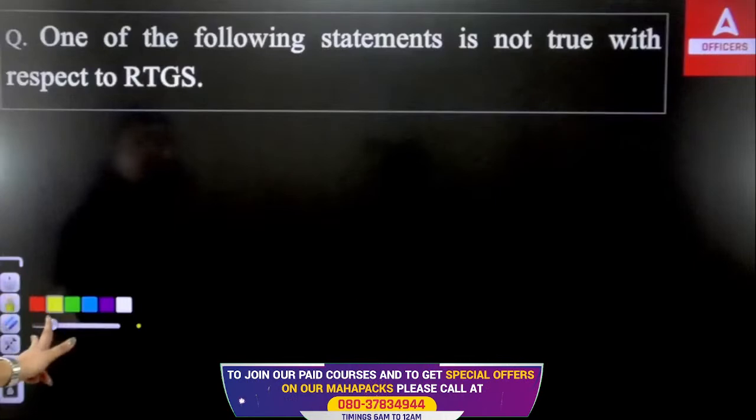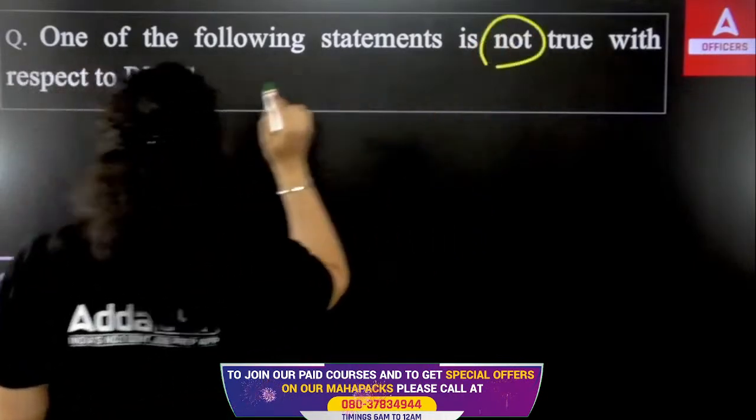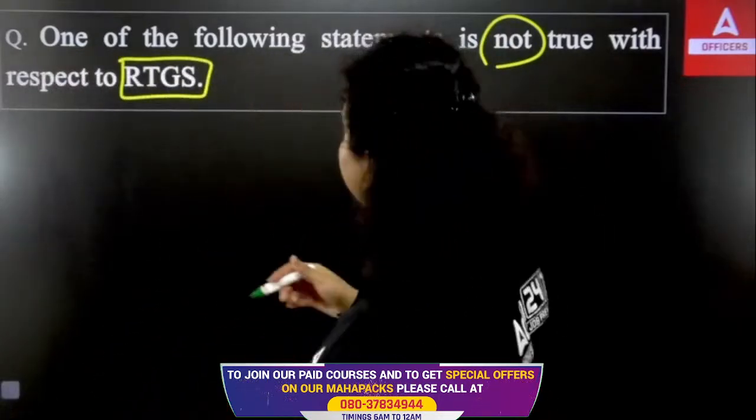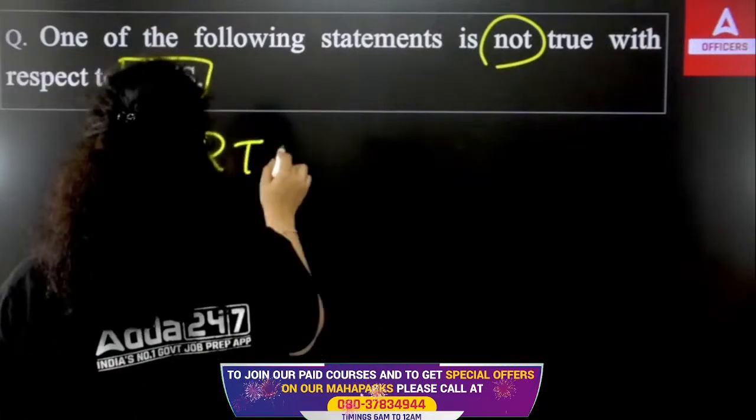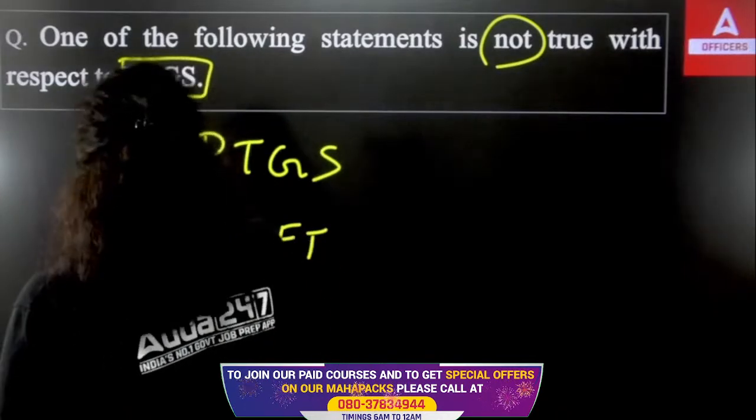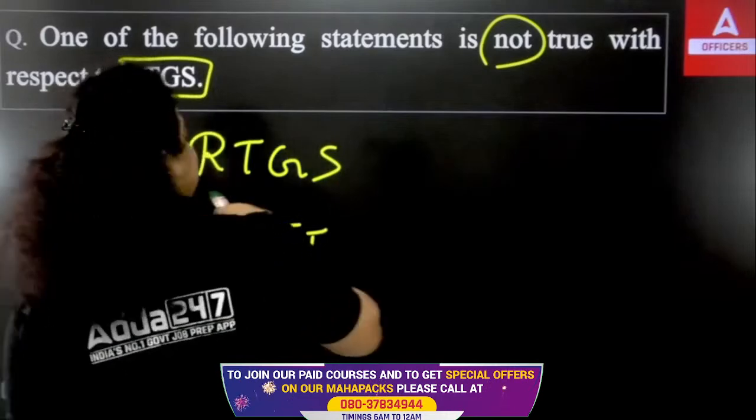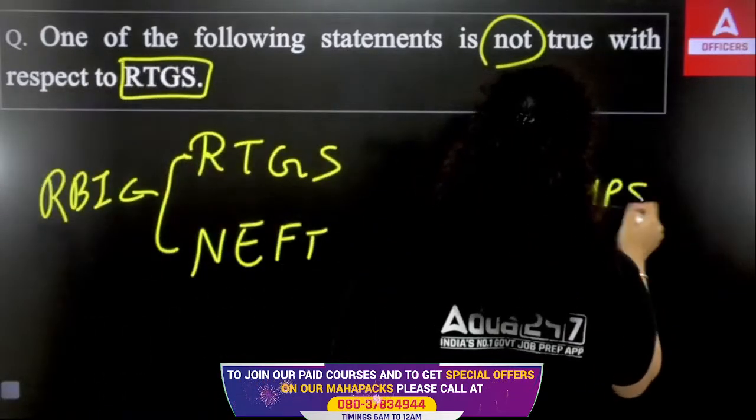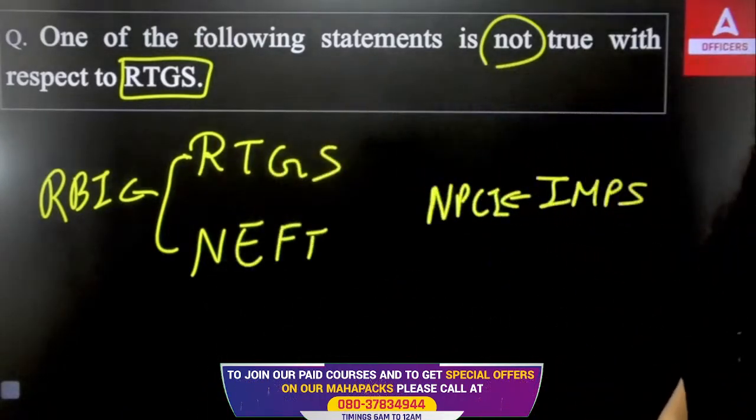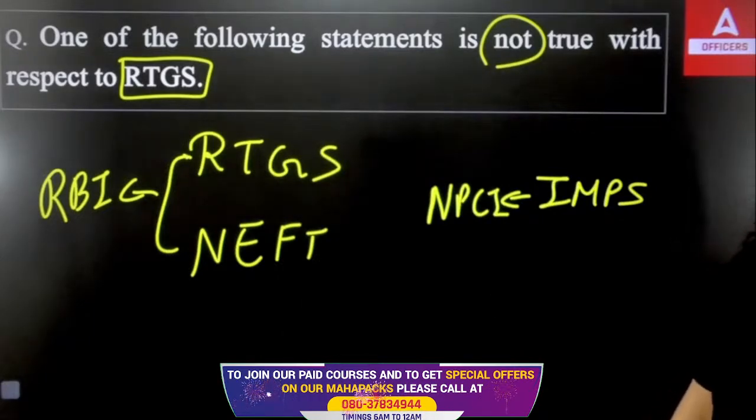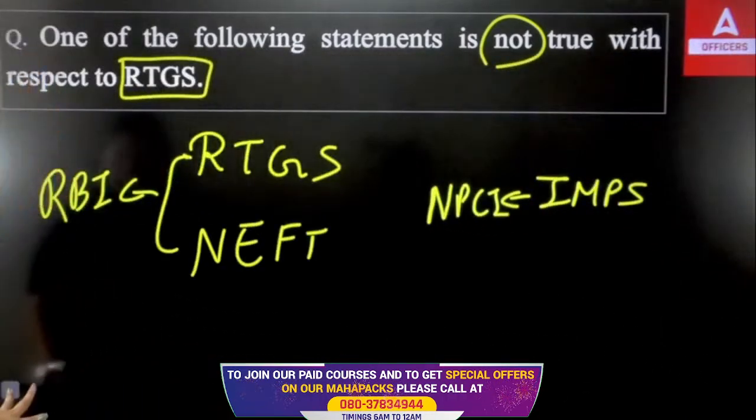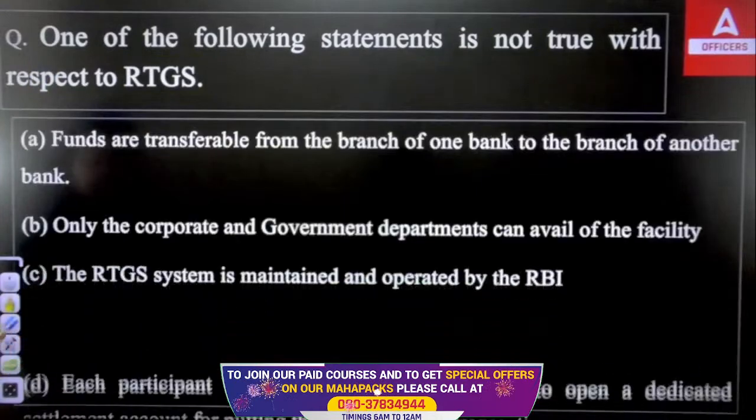Now, one of the following statements is not true with respect to RTGS. RTGS is one of the services provided by RBI. Do remember, RTGS is Real-Time Gross Settlement and NEFT is National Electronic Fund Transfer. These both are managed by RBI, but IMPS performs the same service for us and is managed by NPCI. Do remember that: NEFT and RTGS come under RBI, but IMPS is managed by NPCI. Now, if I talk about RTGS, which of the following statements is not true, that you have to tell.